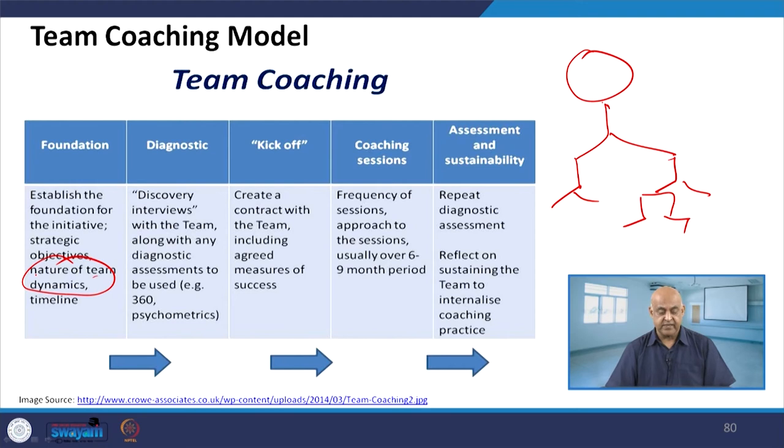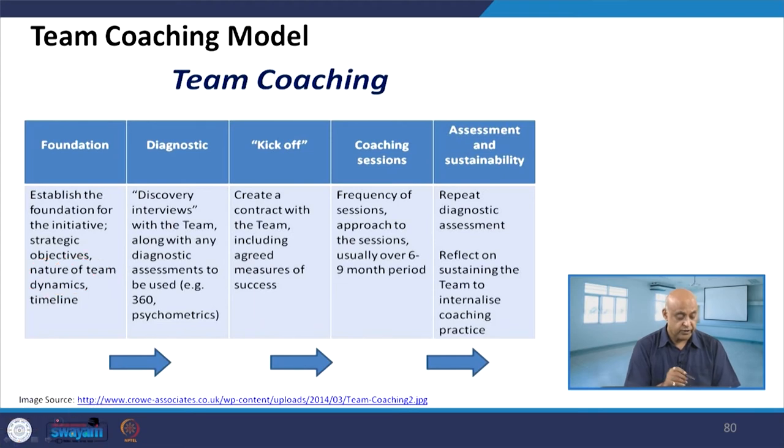So, therefore, the very important point is about whatever assessment is to be used, 360 degree. So, 360 degree psychometrics is used, so you are taking the opinions of all, and whenever you are considering all, you will be able to develop the understanding of what type of coaching is required and what type of coaching has been used. So, create a contract, right, and assessment and sustainability of this particular type of coaching will be very, very important. So, on sustaining the team to internalize the coaching practice, whenever you are having these coaching practices, you will be having the proper team effectiveness, right.